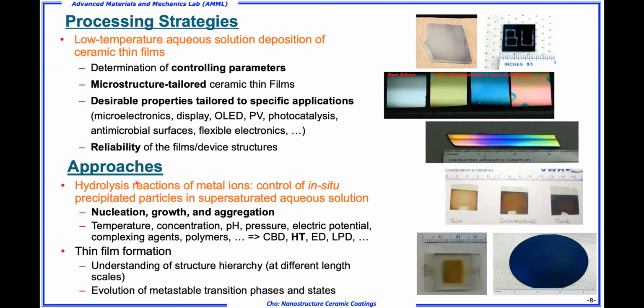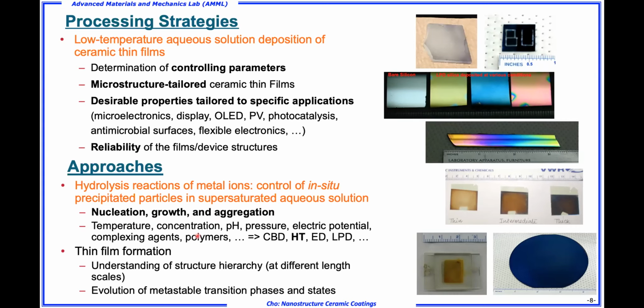So our specific approach includes the hydrolysis reaction of the metal ions from the precursor solution, so that we can control in situ precipitation of the particles from the supersaturated aqueous solution. This supersaturated aqueous solution will be similar to the biomineralization or natural process. Here we want better control of those precipitations that can form a film or coating structure. So we need to control nucleation, growth and aggregation and their kinetics through these processing parameters.